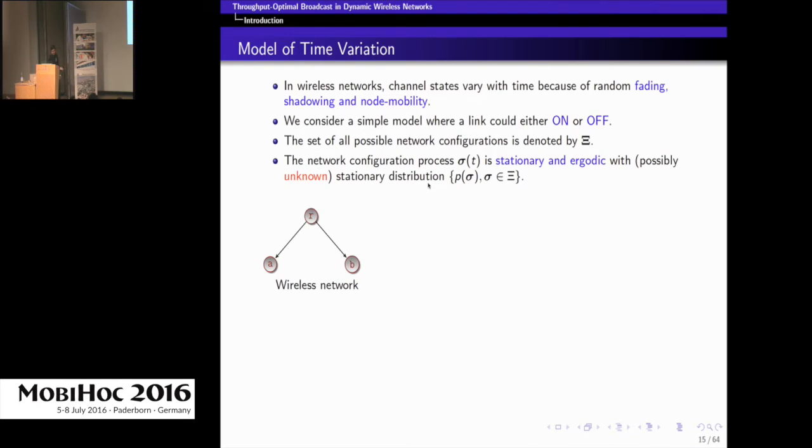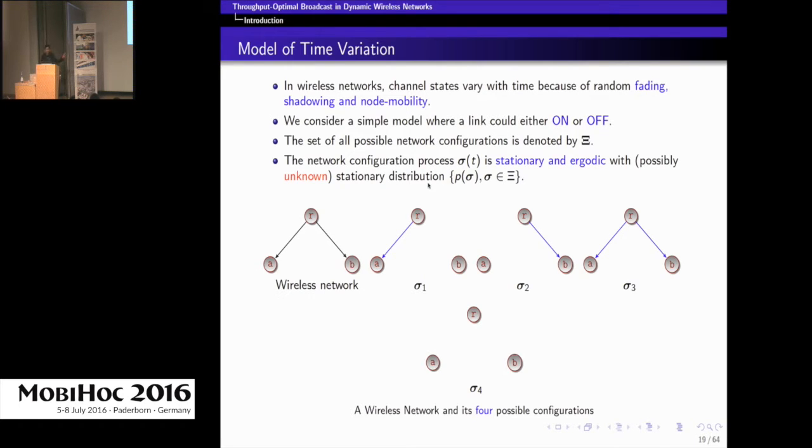Okay, so let me give you an example. Suppose I have a very simple wireless network with two links. So at most there could be four possible network states. What are they? They are on or off. So we can have this link on, only this link on, or both the links on, or none of the links on. So these are my xi. My xi consists of these four possible configurations, and these states vary with time according to some stochastic process.